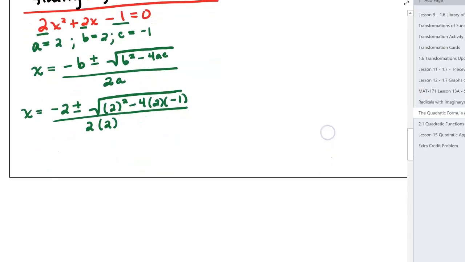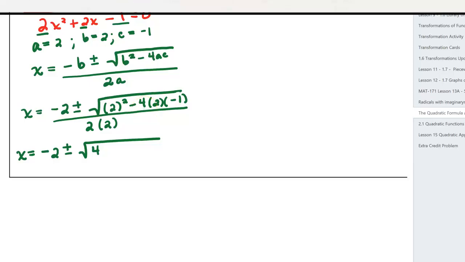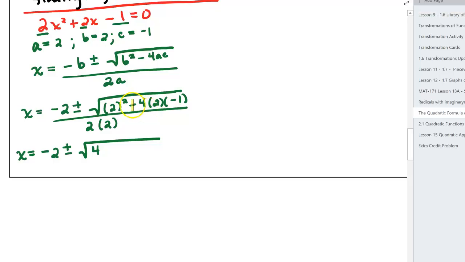So I plugged everything in. Now it's a matter of working through using my order of operations. So negative 2 plus or minus the square root of 4. Now be careful here. This is one of the most common mistakes made in the quadratic formula. This is a minus, and one of my terms is negative. So it's going to change that minus now to a plus. Negative 4 times 2 is negative 8. Negative 8 times negative 1 is positive 8. And that's all over 4, because 2 times 2 is 4.